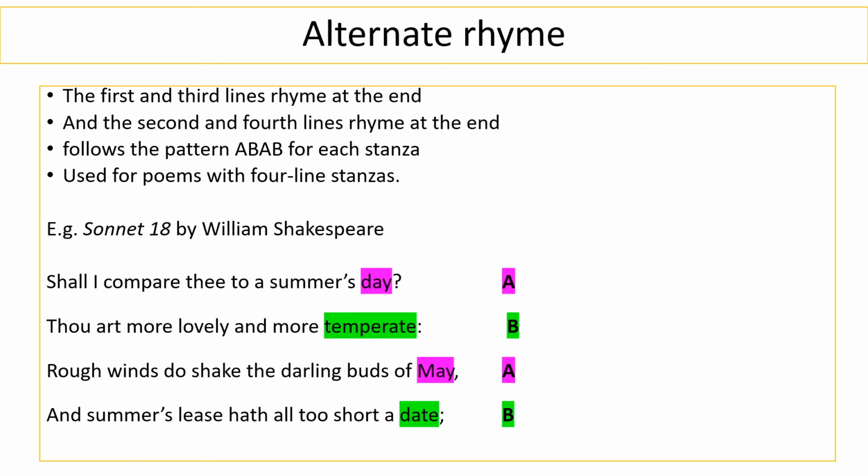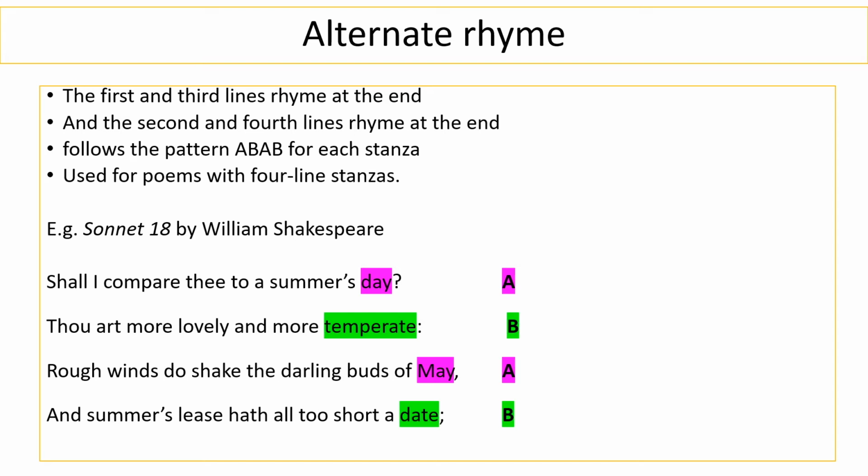Let's look at different types of rhyme. First up is the alternate rhyme. This means that the first and third lines rhyme and the second and fourth lines rhyme at the end. So it follows a pattern of AB, AB for each stanza. This rhyme scheme is usually used for 4-line stanzas.